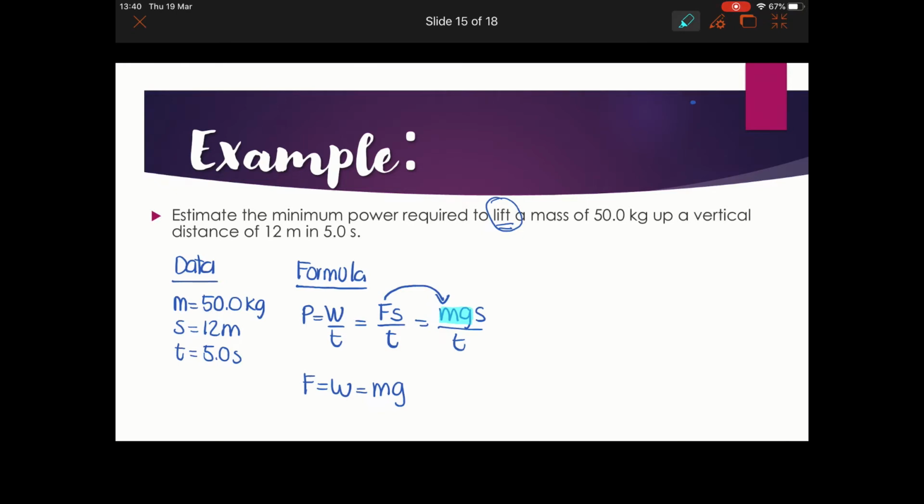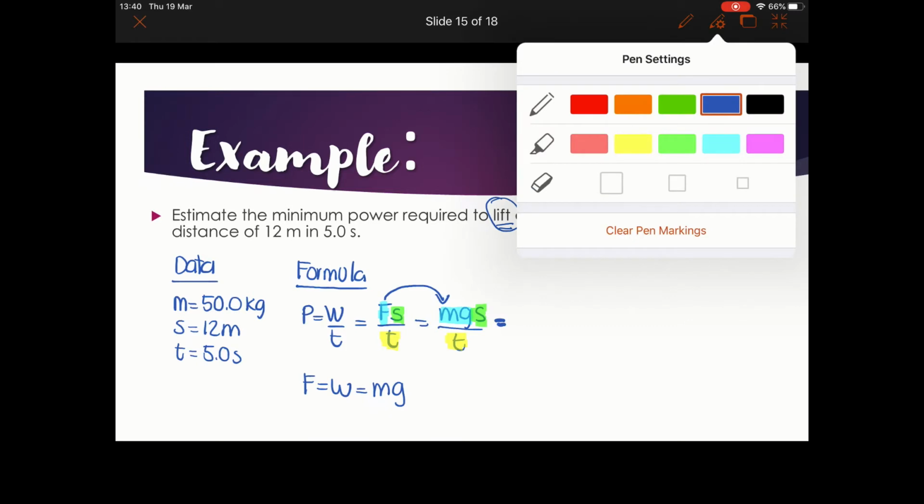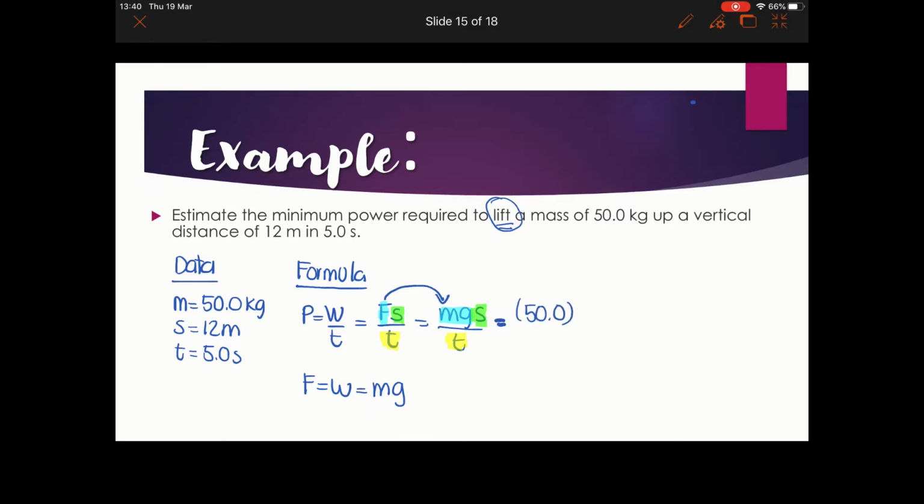So here we have the force, here we have the distance, and here we have the time. It's the same relation. Now we are going to substitute. The mass of the object is 50 kilograms. The acceleration due to gravity is 9.81 meters per second square. The distance is 12 meters. And the time is 5 seconds.